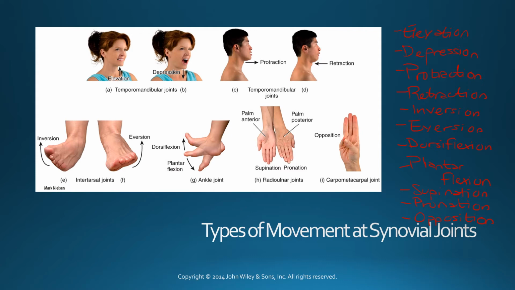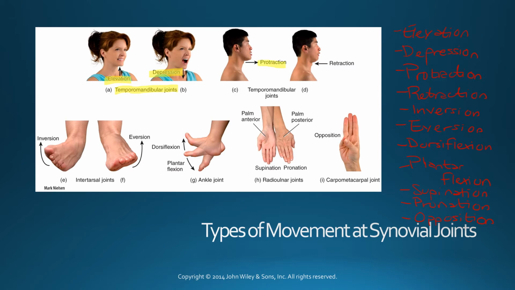So first, elevation. You can see that one here. This is a superior movement of part of the body, such as closing the mouth at the temporomandibular joint. And this is to elevate the mandible. Also, a type of elevation would be shrugging the shoulders. That's at the acromioclavicular joint to elevate the scapula and clavicle. Now, the opposing movement to elevation is depression. Depression is the inferior movement of a body part, such as opening the mouth or putting the shoulders back down.